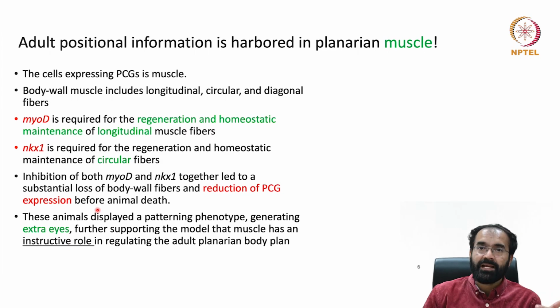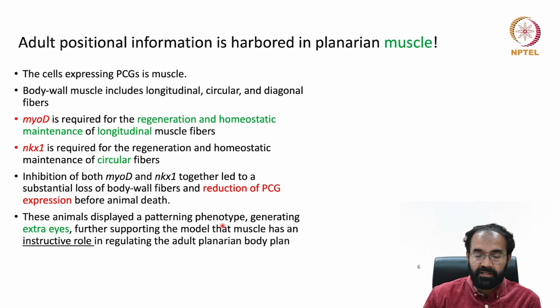Meaning, when you make a muscle a non-muscle or you reduce its identity, the position control gene expression also equally will be lost. So what you learn from here is that the quality of the muscle you are referring to decides what should be the quality of the PCG expressed in that muscle. These animals displayed a patterning phenotype.